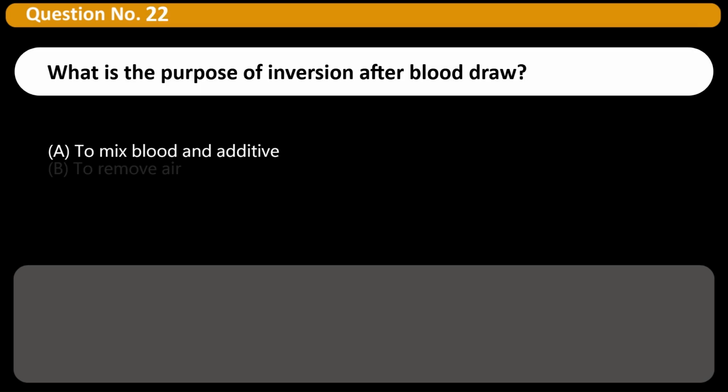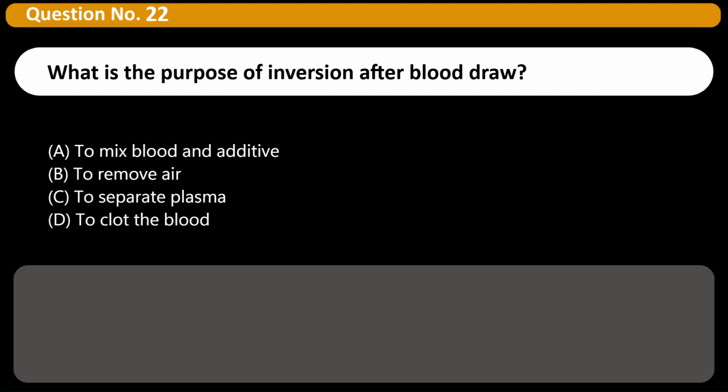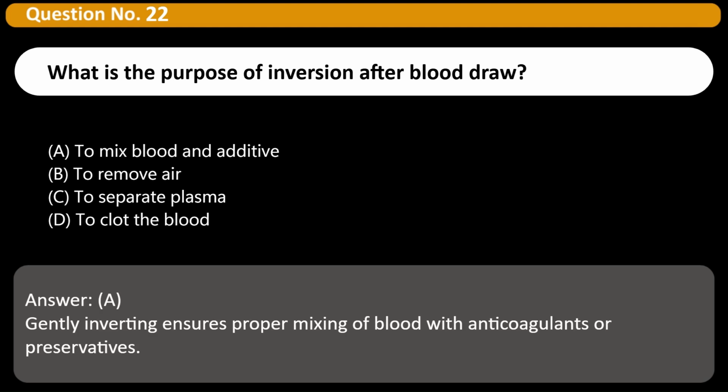What is the purpose of inversion after blood draw? A. To mix blood and additive. B. To remove air. C. To separate plasma. D. To clot the blood. Answer: A. Gently inverting ensures proper mixing of blood with anticoagulants or preservatives.